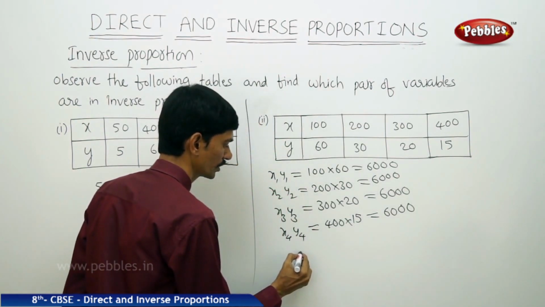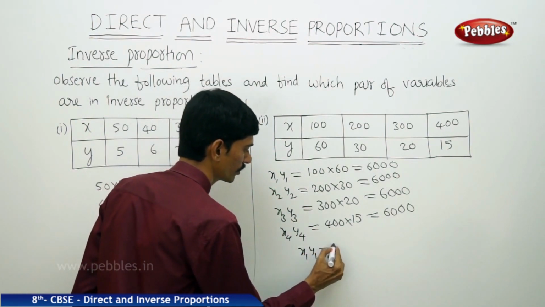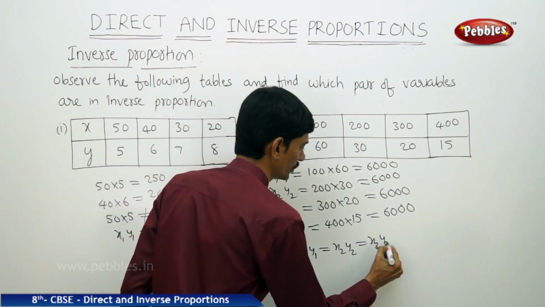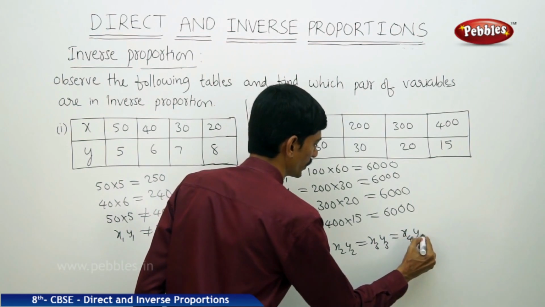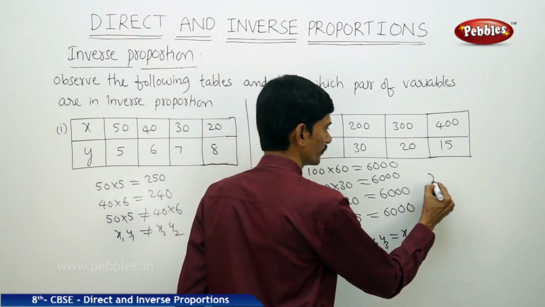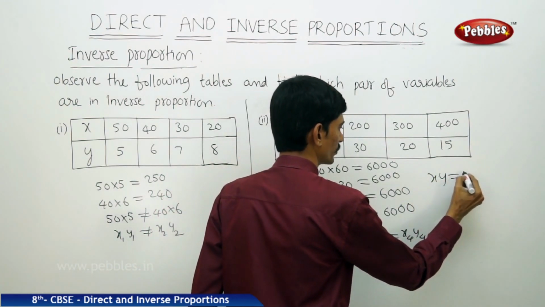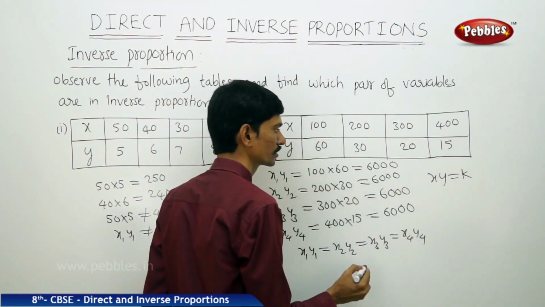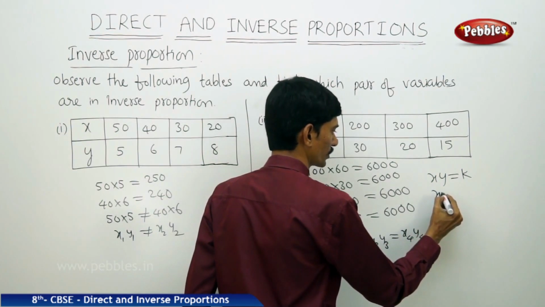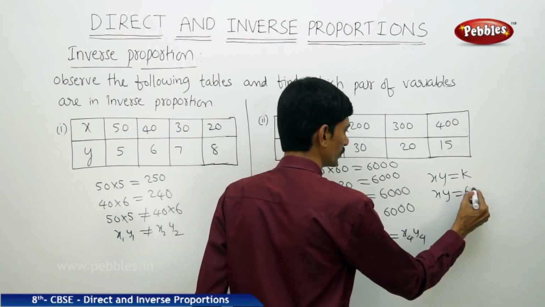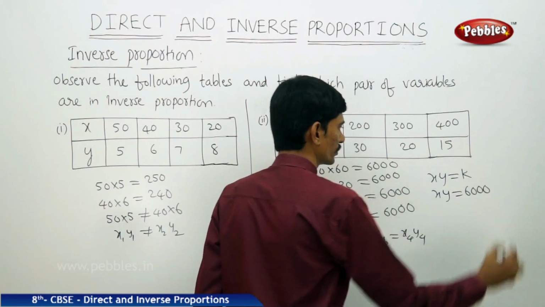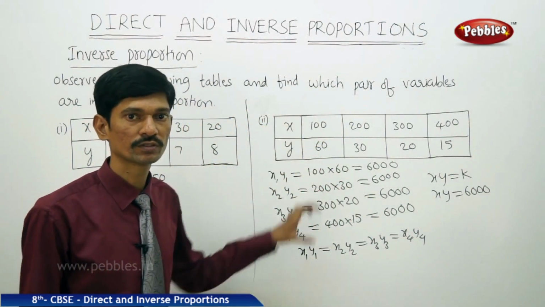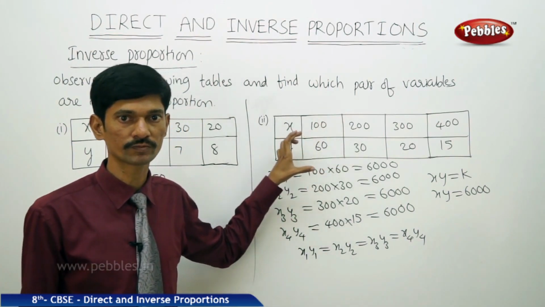So we get here x1 into y1 equals x2 into y2 equals x3 into y3 equals x4 into y4. Means we get x into y equals a constant k. Means that constant value is here 6000. So the product of these two quantities x into y equals 6000. So the product of these two quantities remains a constant. So these two quantities are in inverse proportion.